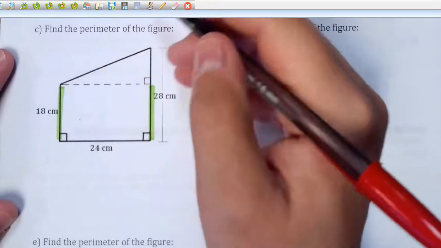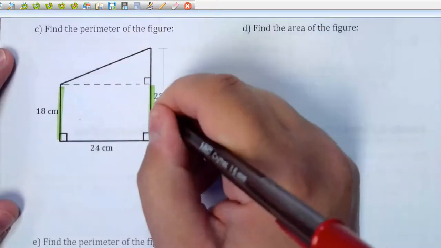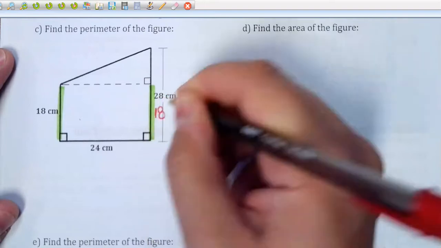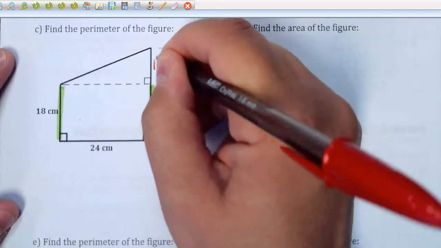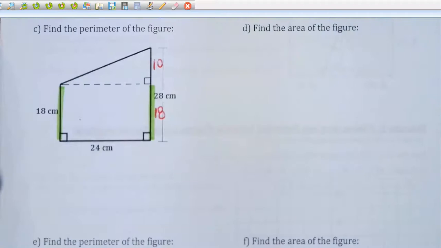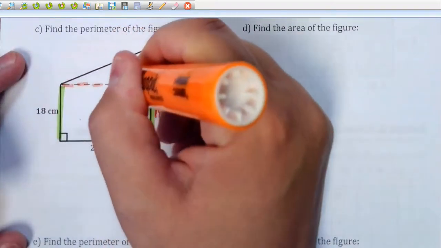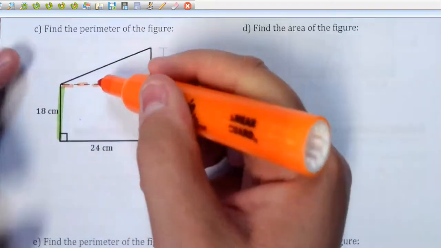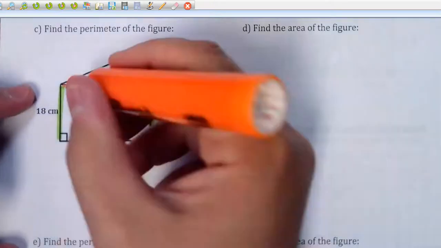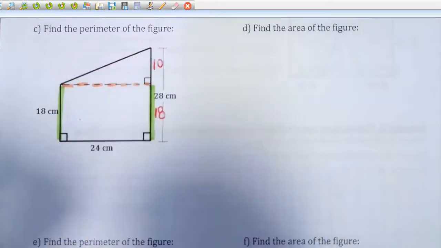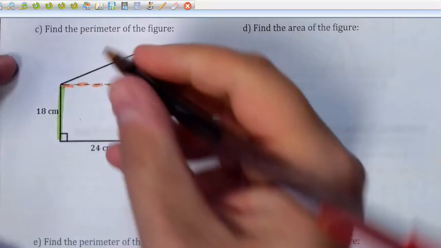Okay, if that's the case, if this whole thing is 28, this much would be 18. This piece right here just in the triangle would be 10. Okay, now the other piece of that triangle, this dotted line, that is just the other side of this rectangle. So this distance is going to have to match up with the distance across the bottom, which is 24.